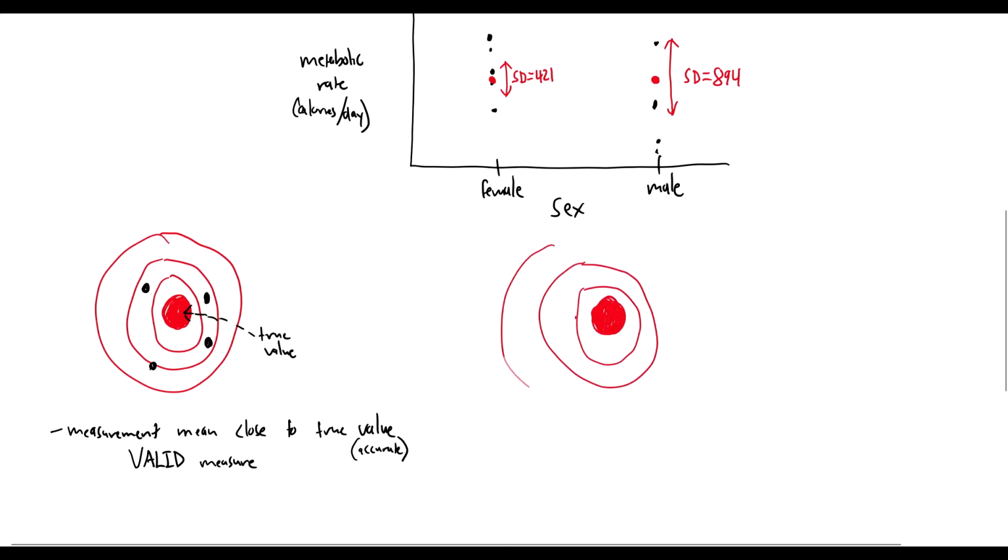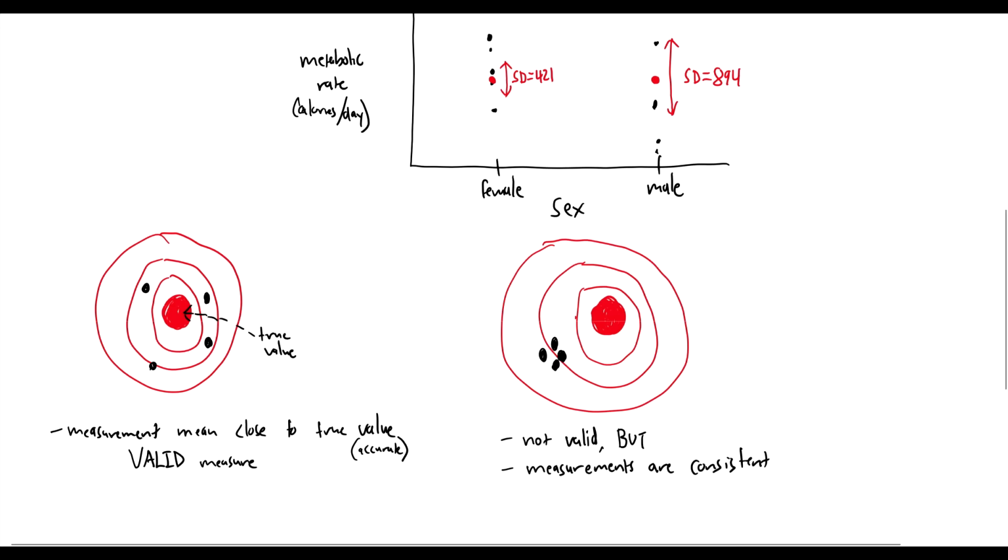But here we have some results that are not valid. The mean of the measurements is not near the actual value, the center of the bullseye. But the measurements are at least consistent. They're clustered close together. So we say that this metric is reliable. It provides consistent measurements over time. So reliability tells us if we have consistent measurements. For example, if you take the SAT or ACT over and over again, are your scores always similar? If they are, then this would be a reliable measure. Ideally, we want the metrics that we use to be valid and reliable.